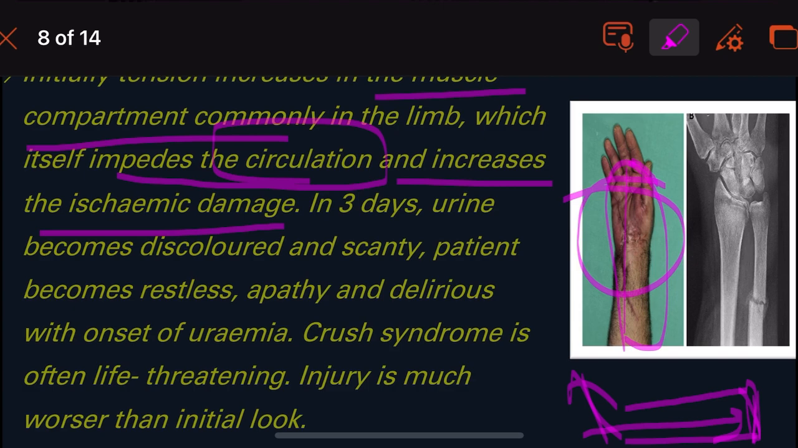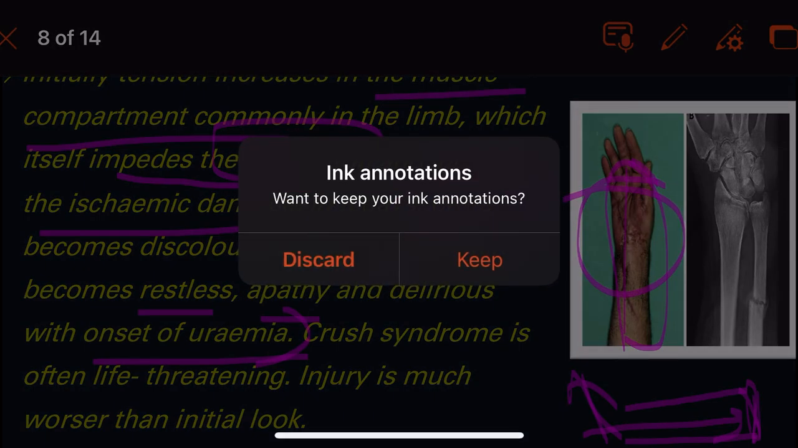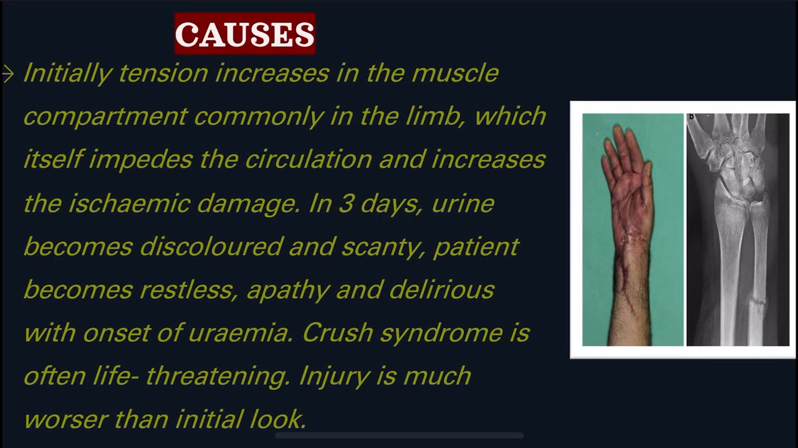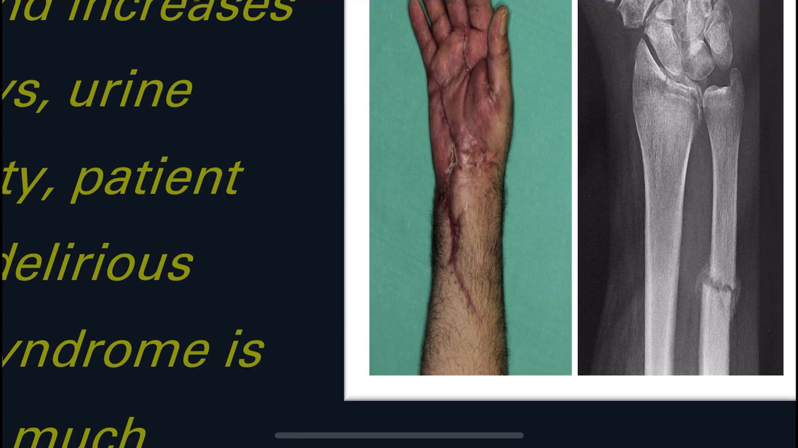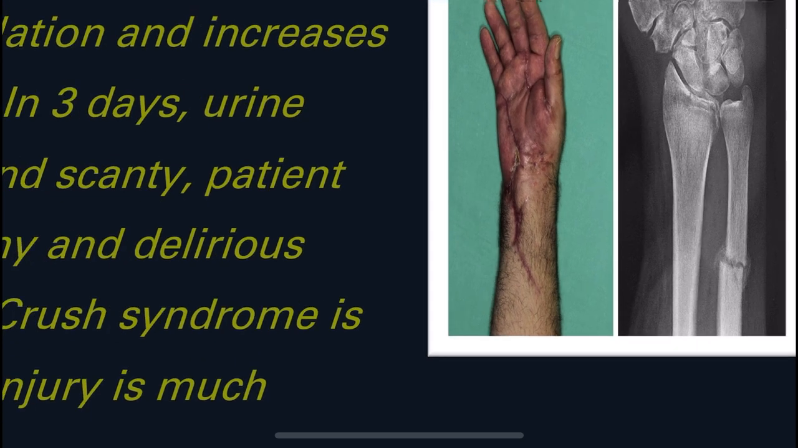In 3 days, the change in the urine starts because now the myoglobin has started accumulating in the kidneys. So the urine will become discolored and it will be scanty. Patient will become restless, apathetic and delirious with the onset of uremia. Crush syndrome is often a life-threatening injury and it is much worse than the initial look. So once you just have the initial look, it doesn't seem like this injury can cause such severe problems. But then it can cause acute renal failure, hypovolemic shock, and the person can land up in death.